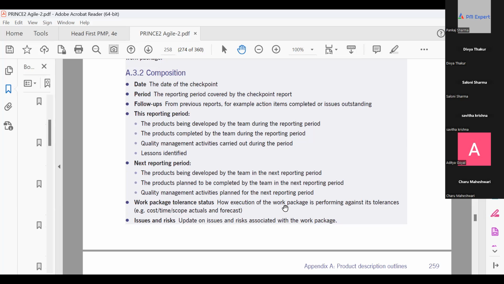But again, apart from this, you should also forecast. Based on my current performance, will I be able to complete a work package or a stage or a project on time or not? This is also added in a weekly status report. Is that okay?